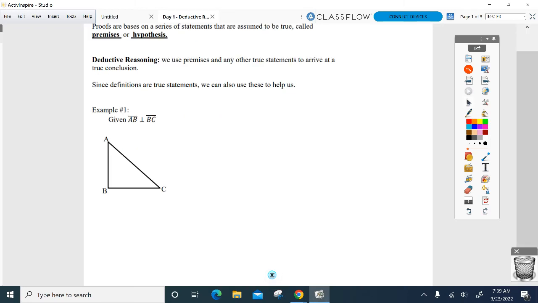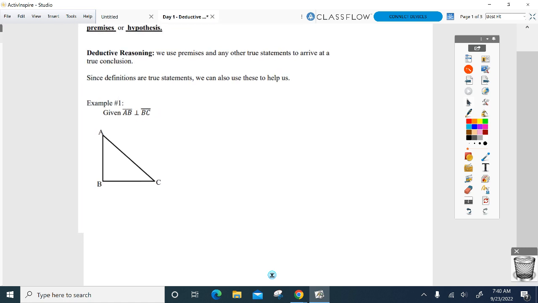Here's what's going to happen. You're going to start having problems now that have a diagram, and I'm going to give you a true piece of information. You need to do two things for me. Mark your diagram based on that fact, and tell me something about the diagram now.